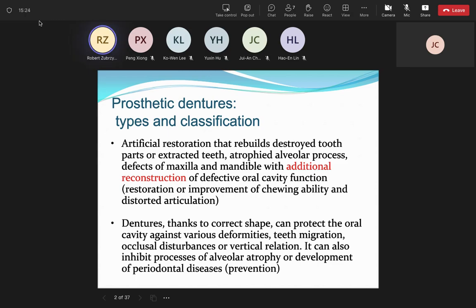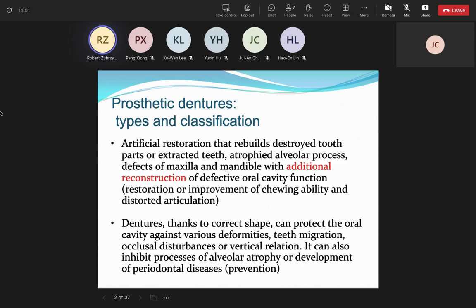By definition, it is artificial restoration that rebuilds destroyed tooth parts or extracted teeth, atrophied alveolar process, defects of maxilla and mandible with additional reconstruction of defective oral cavity function. So restoration or improvement of chewing ability and distorted articulation.